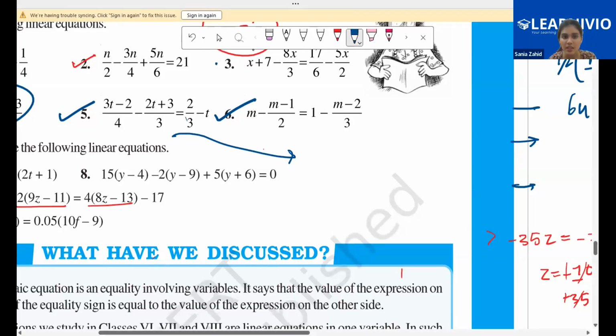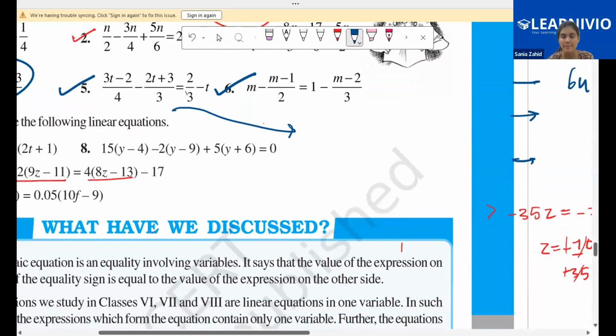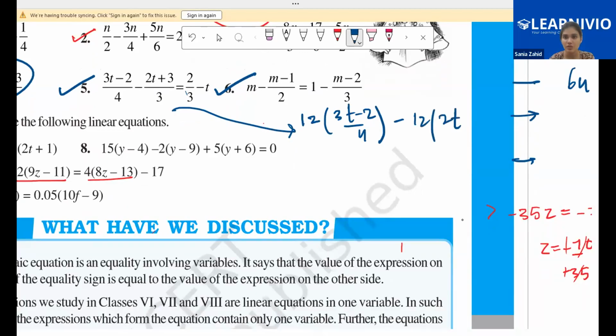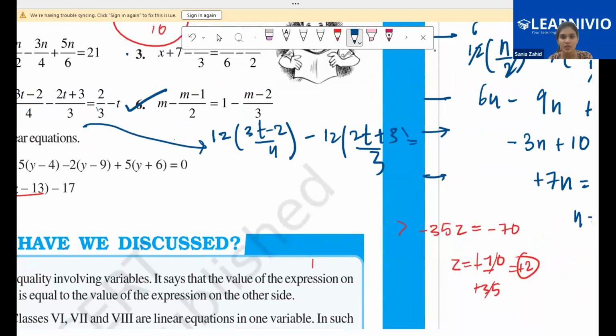So first, what is the step that I should take? Mustafa, you tell me the first step. Yes, ma'am. Find the LCM of 4, 3, and 3, which is 12. So we multiply 12 by (3t minus 2) upon 4, and then 12 by (2t plus 3) upon 3, is equal to 12 into 2 by 3 minus 12t.